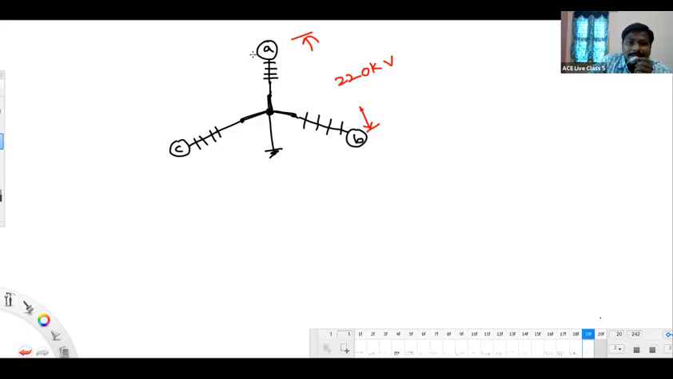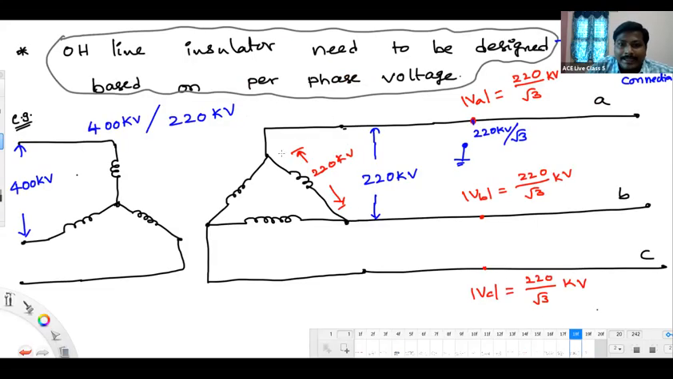So this conductor A voltage is nothing but 220 kilovolts by root 3. This is the way we have to understand. So I think all of you are getting this clear. Irrespective of the winding connection, your insulators are connected in star, right? Definitely, each insulator will experience a voltage of 220 kV by root 3. Next.